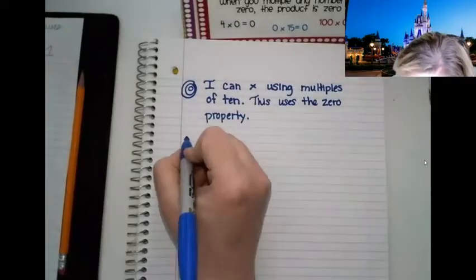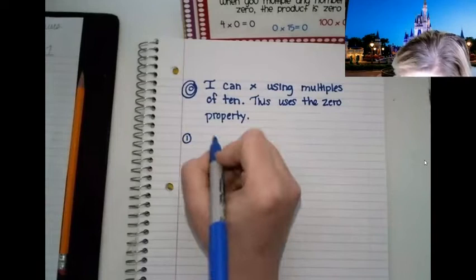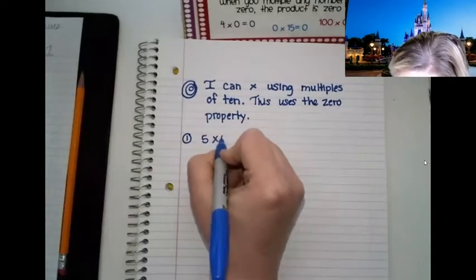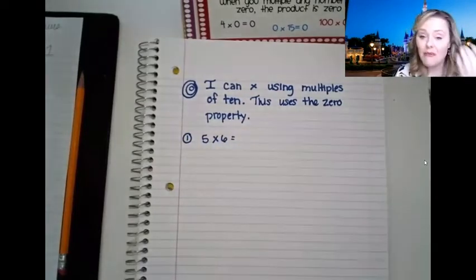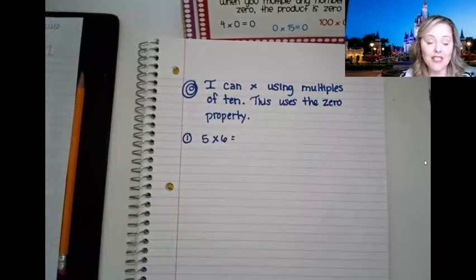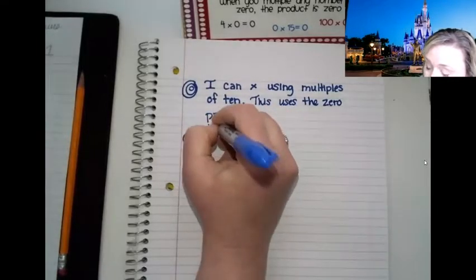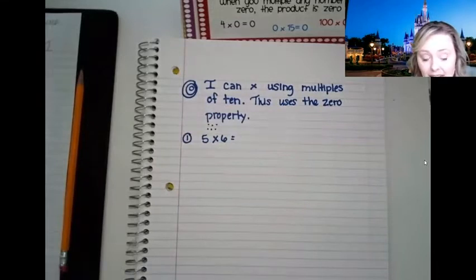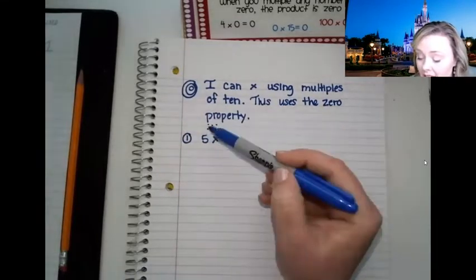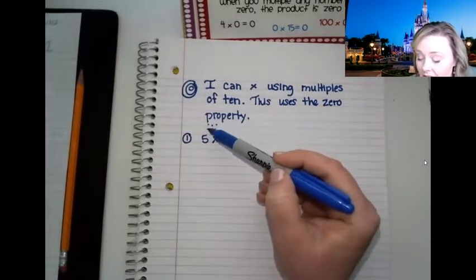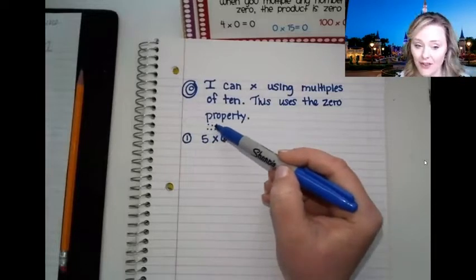So number one is going to be 5 times 6. Now, we know our fives. Most children in grade school can count by fives. So we're going to count quickly by fives. I'm just going to make 6 little dots here on my paper, and we're going to count those by 5. So ready, count. 5, 10, 15, 20, 25, 30.